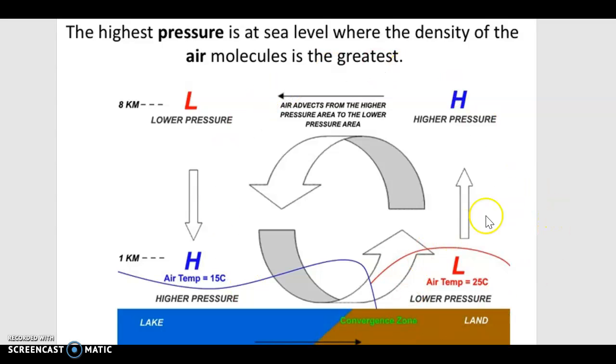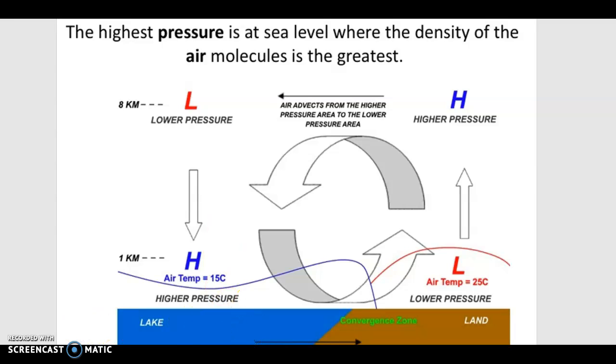So if we look at our diagram right here, the land is really hot, the warm air rises, we've got low pressure down here, higher pressure up here, it's going to go out over the ocean, okay? Then it's the opposite on this side, over the water, we've got lower pressure up here, higher pressure down here, and then it blows back in over the land. So we've got this convection current.